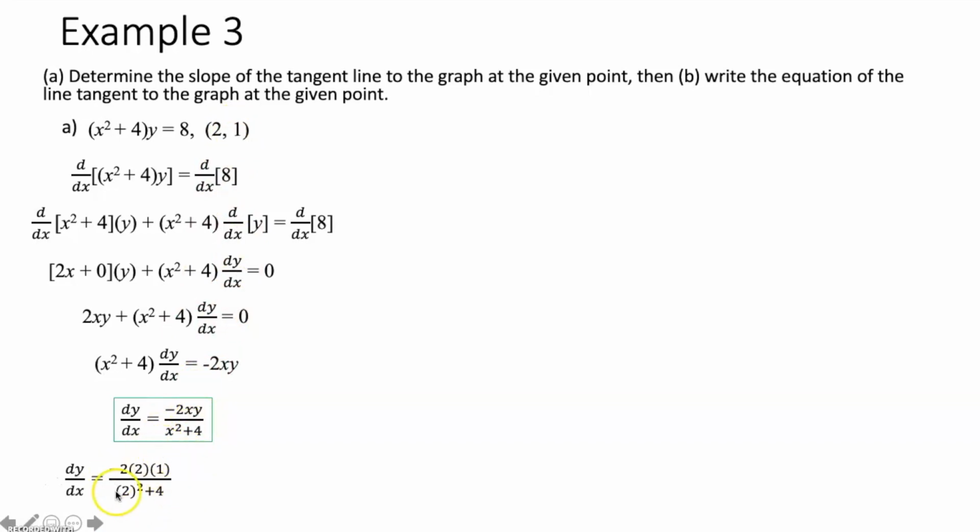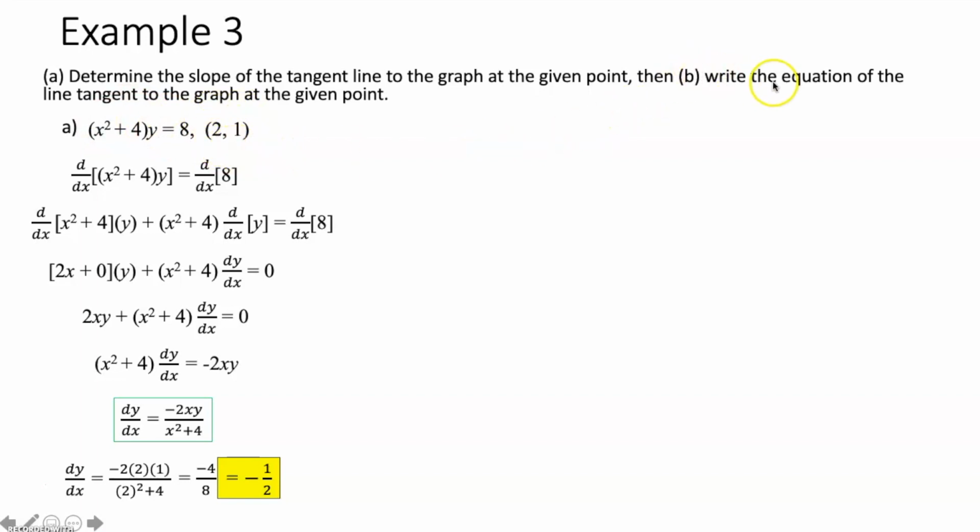So now I simplify this. Negative 2 times 2 is negative 4, times 1 is going to be negative 4 still. And then 2 squared is going to be 4, plus 4 is going to be 8. I simplify that and I get negative 1/2. So what did I just find? I found the slope of this graph at this given point.